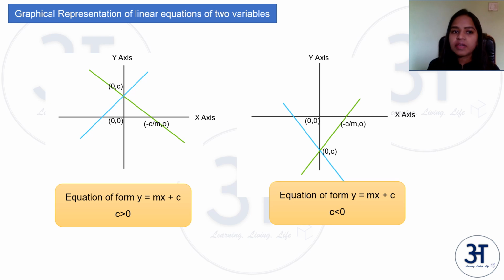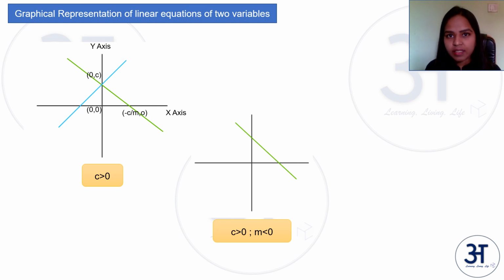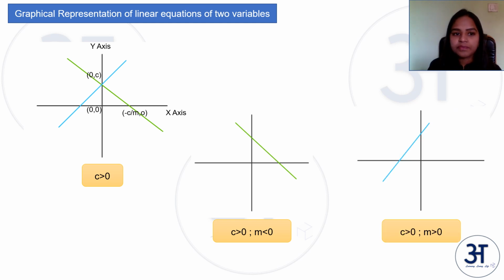So now let us look at the case where c is greater than 0 and m is less than 0. If m is less than 0, minus c by m will become positive, right? So the line will be something like this. If m is greater than 0 and c is also greater than 0, c by m is positive and minus c by m will be negative. So this line touches the x-axis on the left side. So it will be something like this.